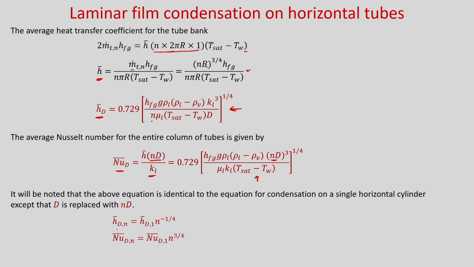Okay. And you can show that the average heat transfer coefficient for the nth tube is equal to the average coefficient of the first tube into n to the power minus 1/4. For a single tube, whatever we have calculated, that is the first tube. So, you can see this relation, and similarly for the Nusselt number, you can write that the average Nusselt number based on the diameter for the nth tube is the average Nusselt number for the first tube into n to the power 3/4 minus n to the power 3/4.